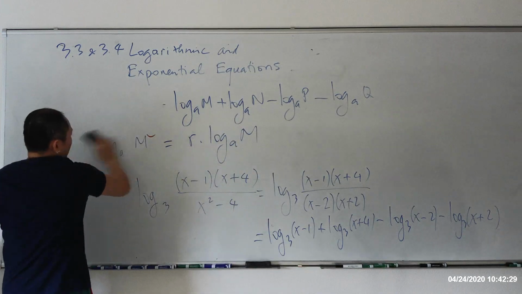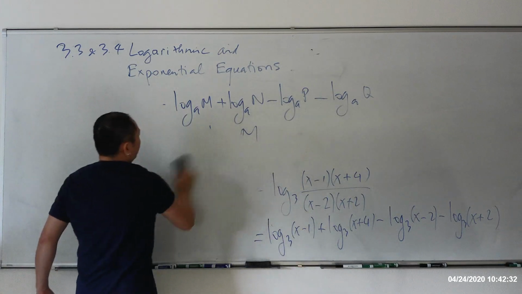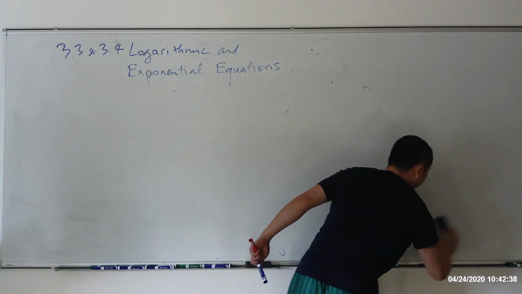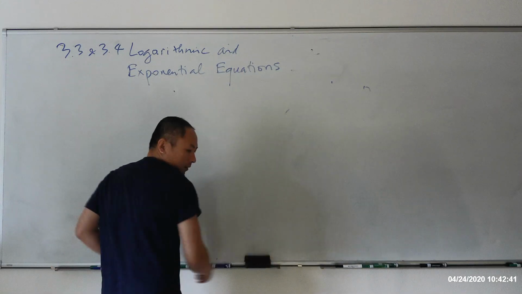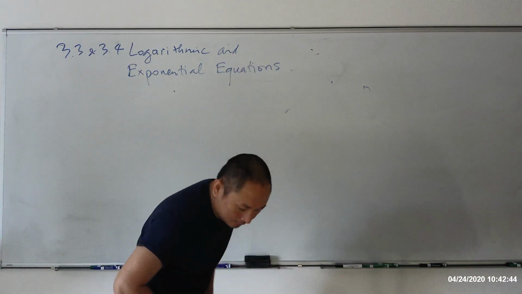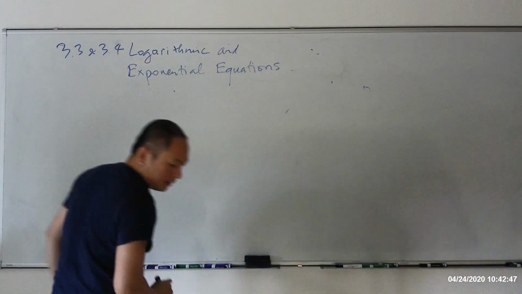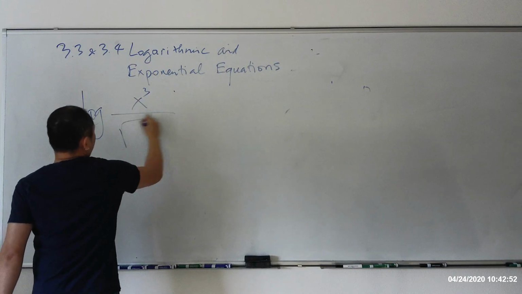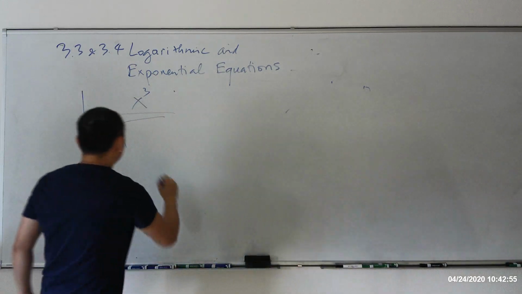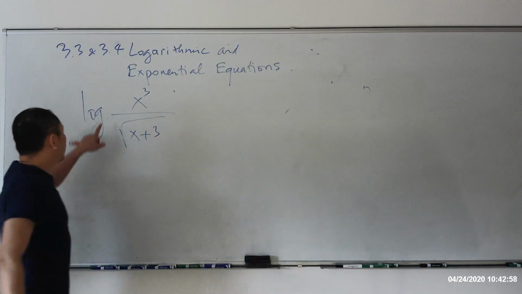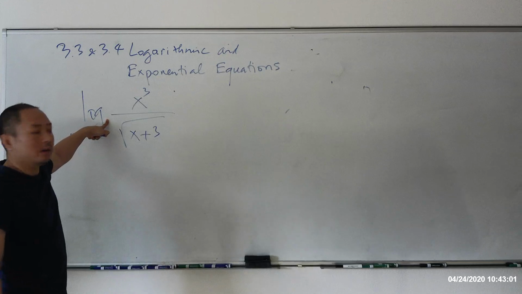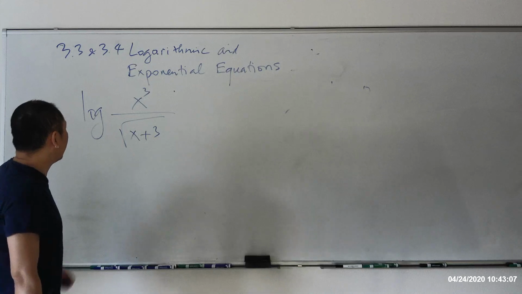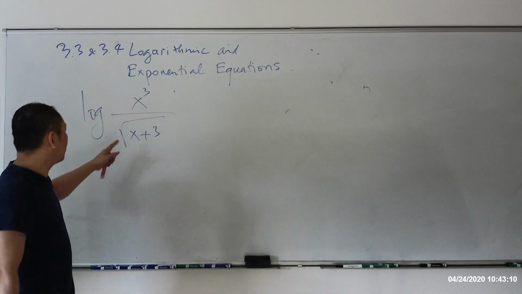Let me give you a couple more before I move on to 3.4. How about this? Log of x cubed over the square root of x plus 3. If you don't see the base number right here, recall what we talked about last time. This indicates that we have a log base 10. Okay? And we have a fraction. On top is x cubed, on the bottom is a square root.